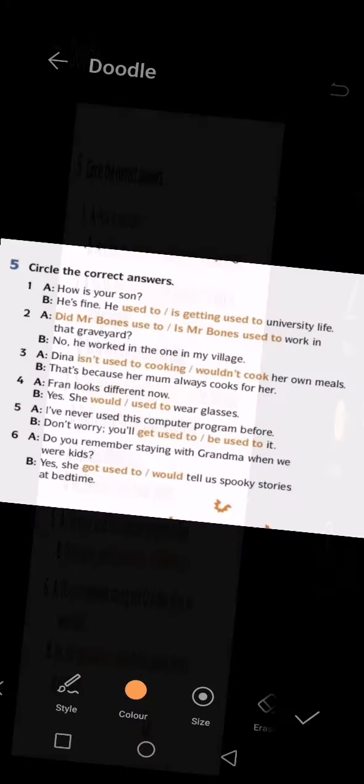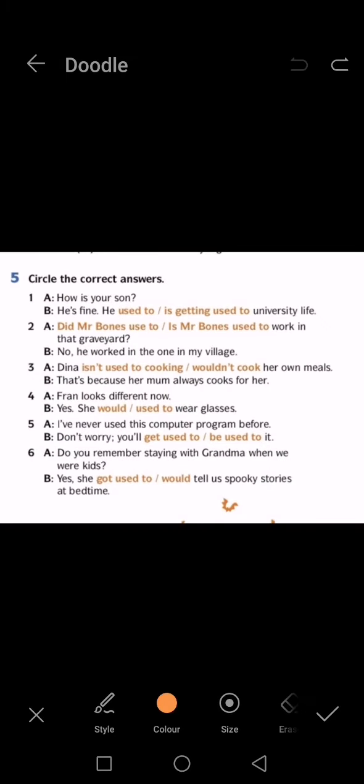And question number 6. Do you remember staying with grandma when we were kids? Yes. She got used to. Got used to means biasa, 习惯. She would, 她以前曾经会这样子做. Dulu dia biasa buat begini. She would tell us spooky stories at bedtime. Okay? So that's all for today, class. I'll see you tomorrow. Thank you.